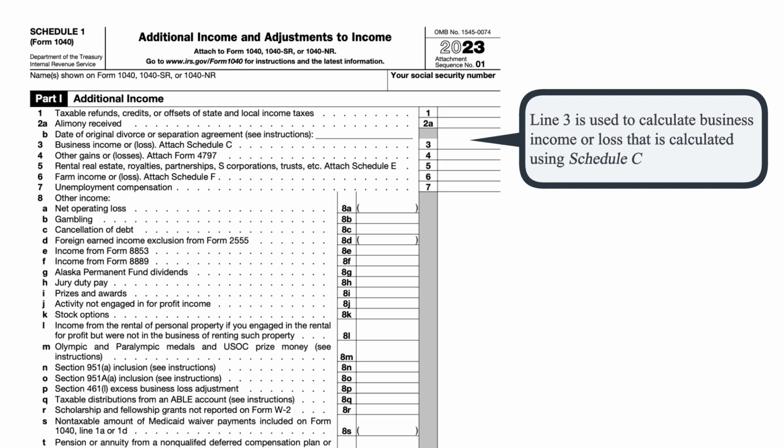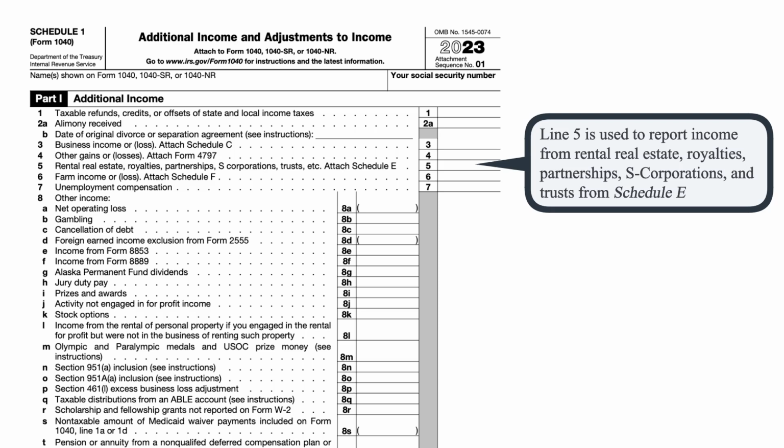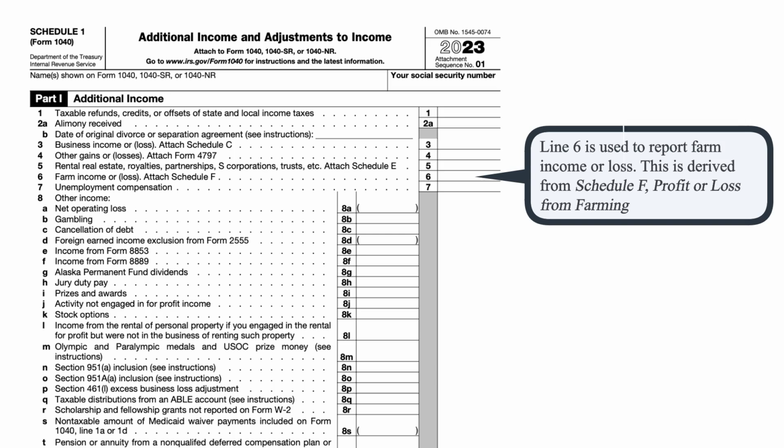Line 4 is used to report other gains and losses if the taxpayer sold or exchanged assets used in the trade or business. Line 5 is used to report income from rental real estate, royalties, partnerships, S corporations, and trusts. The amount is derived from Schedule E, supplemental income and loss. Line 6 is used to report farm income or loss. This is derived from Schedule F, profit or loss from farming.